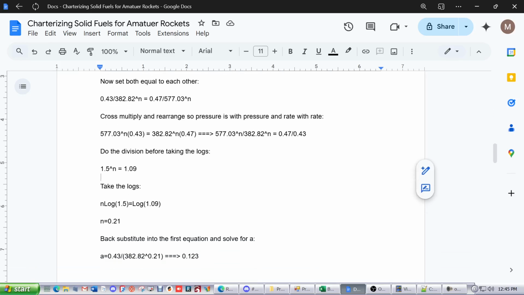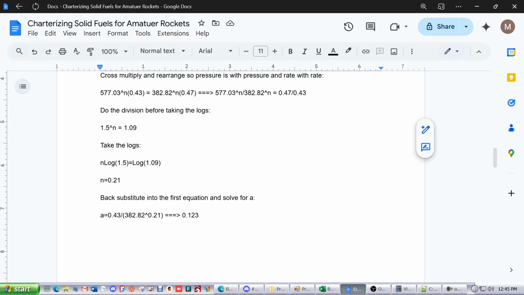Okay, so take the logs. We end up with n. Back substitute it into the original equation, solve for a. So we have n and a. Excellent. Now what do we do? That's a perfect question. The next thing you need to do in order to characterize the fuel and validate your information is see if these are actually correct, because they might not be. And that's what we've got to do right now.